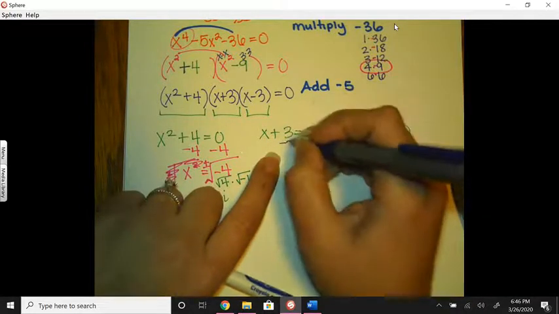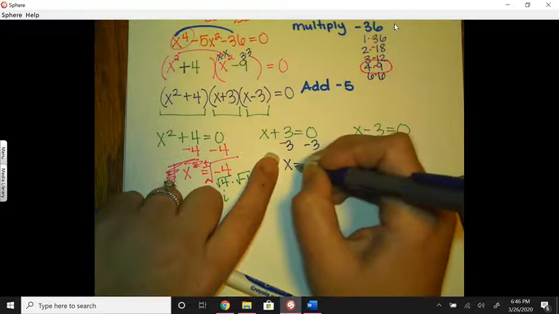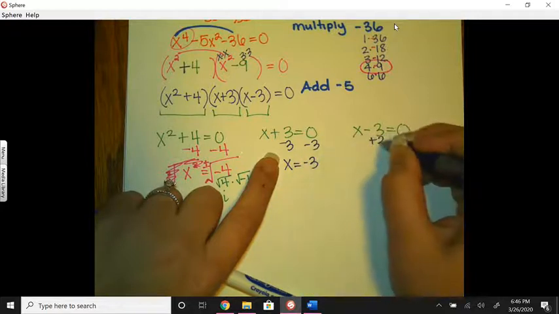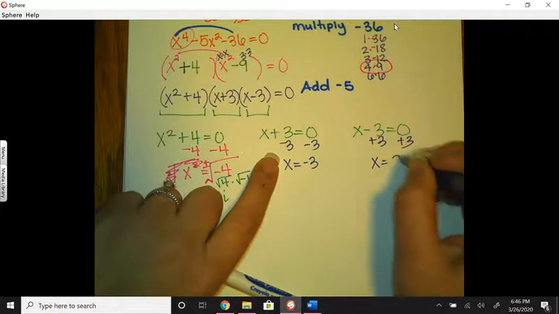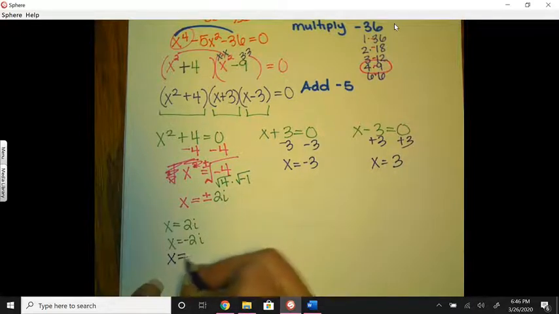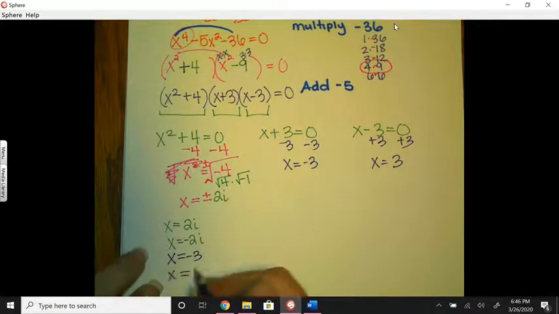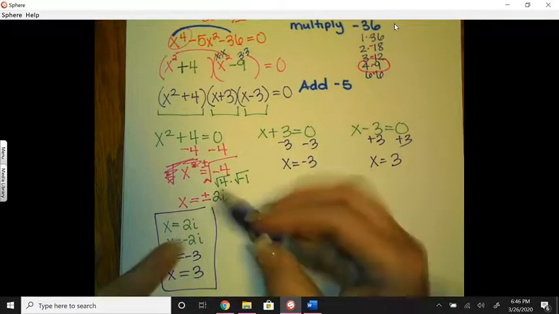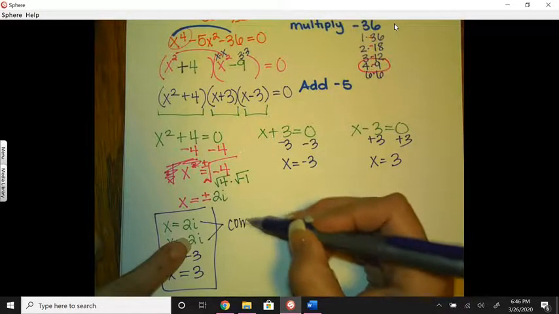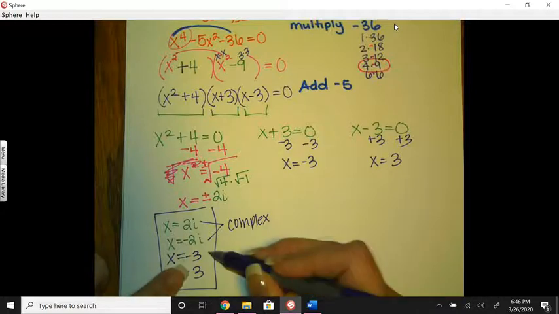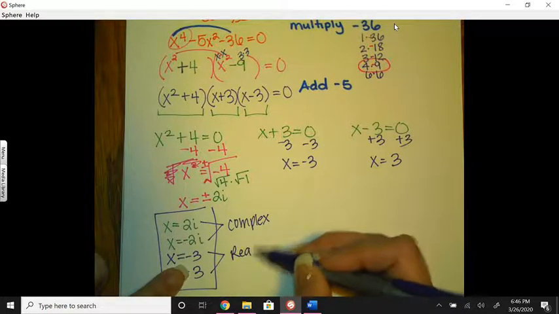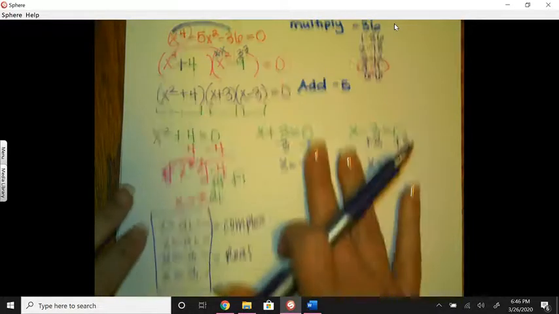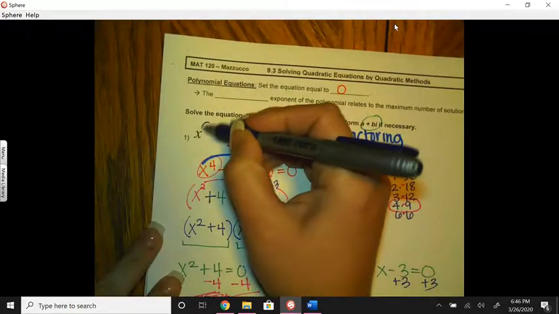And then we continue to solve these equations here. And we would get negative 3 and positive 3. So we would get 4 solutions here. 2 of them are complex solutions, and 2 of them are real solutions. But we get a total of 4, and notice that the highest exponent is 4.